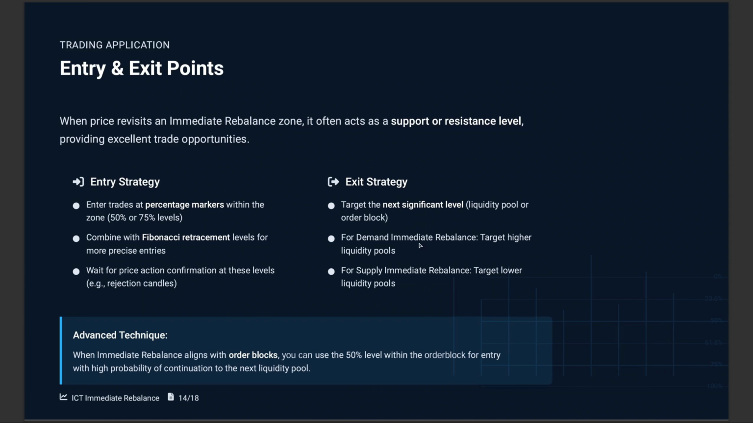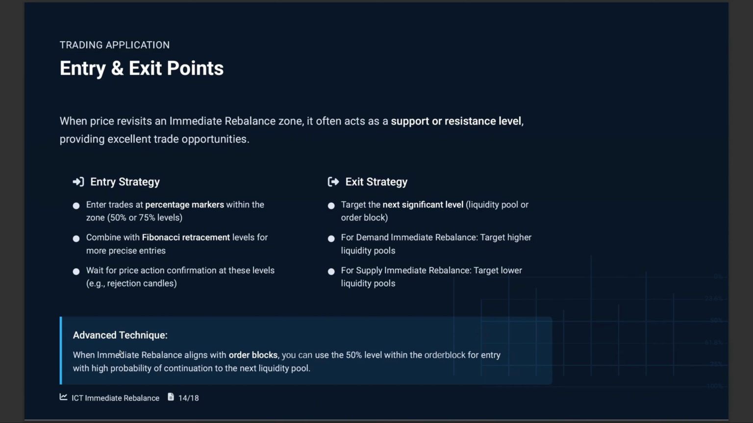And then for demand immediate rebalance, target higher liquidity pools. So if you have a demand zone with that immediate rebalance near it, that just makes it so much more powerful. So you can actually enter from that demand zone, and you can target even further areas. Why? Because with that immediate rebalance, it gives price or the trend just that much more power to move towards the intended direction, right? So you can hold your trades for a lot longer. Now, for supply immediate rebalance, again, this is just the same thing, but you would just target lower liquidity pools.